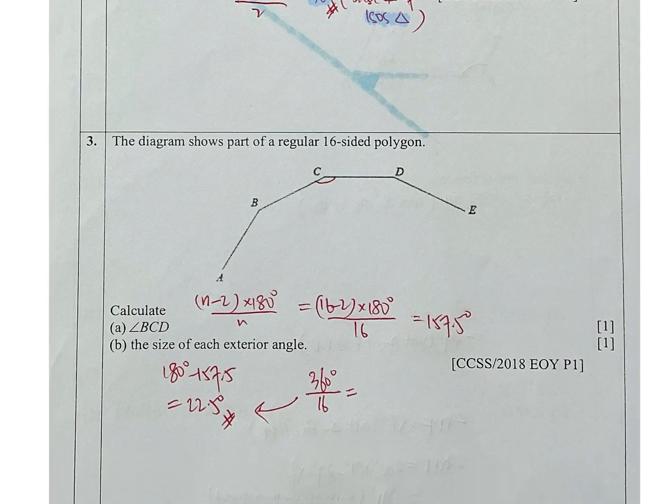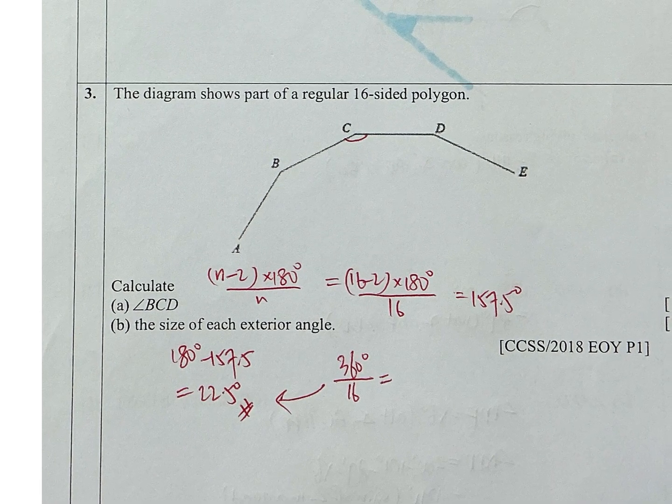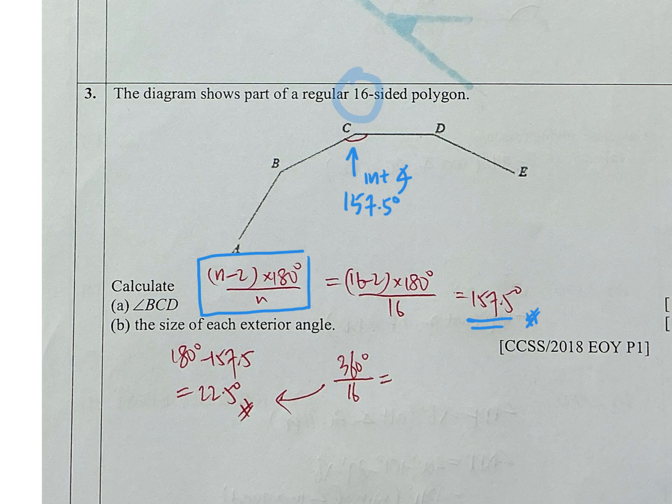Okay, 16-sided polygon. So I want to find BCD, which means they want you to find one interior angle. So it's the same thing. N minus 2 times 180, you divide by N, the number of sides you have. So you will get your angle to be 157.5. So all the interior angles are 157.5. 16 of them, all the same.